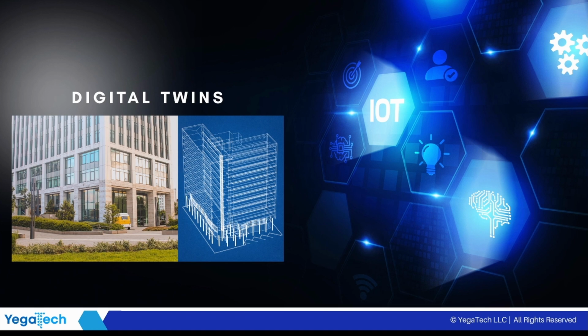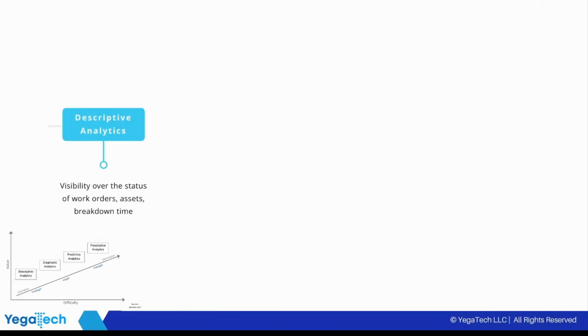For doing so, the facility managers should store the data if they haven't already. If they've been doing it, then they can leverage the data to run the four types of analytics value escalator we discussed earlier, depending on what their purpose is. For example, with the descriptive analytics, the facility manager can get visibility over the status of work orders, assets, and breakdown time. However, to understand what's causing a trend, they need to run diagnostic analytics.